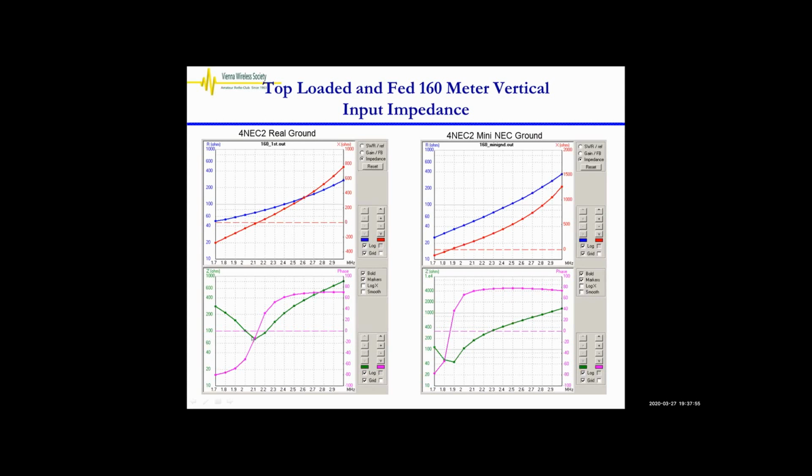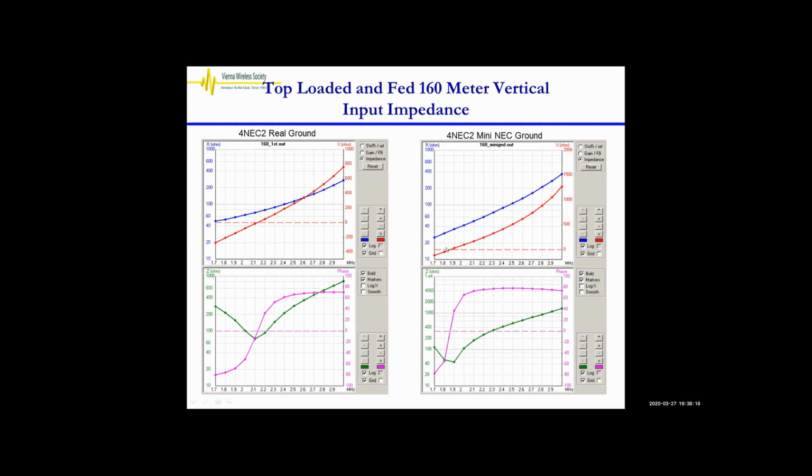But you know, the minimum VSWR is going to occur down here around 2.1. Okay, so it looks like the antennas may be too short. Let's look at a 4NEC2 Mininec ground. Well, wait a minute. Look here.